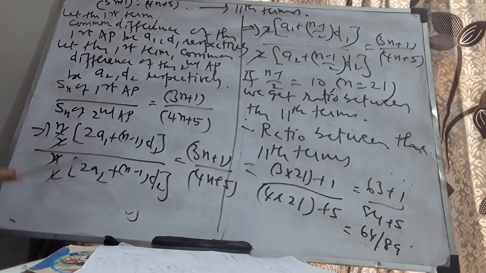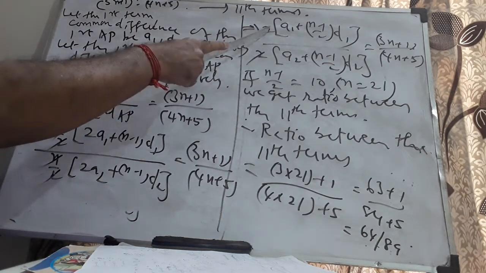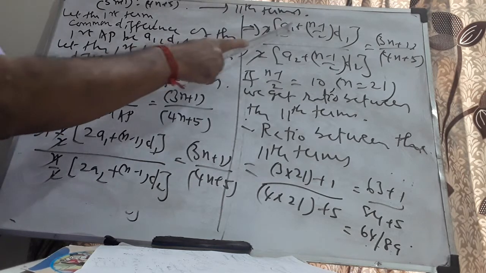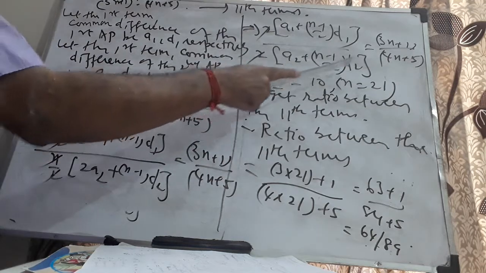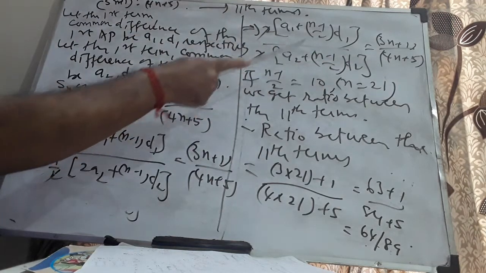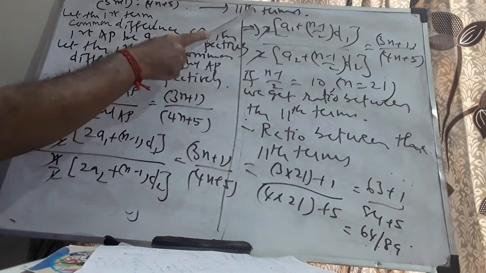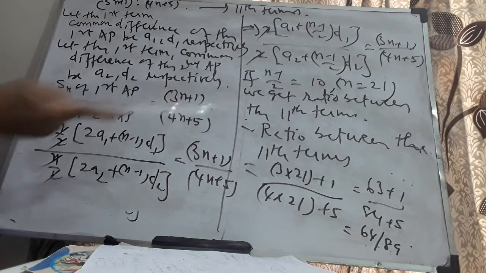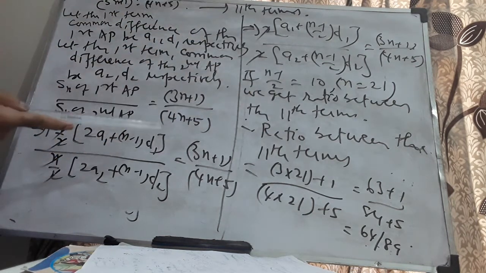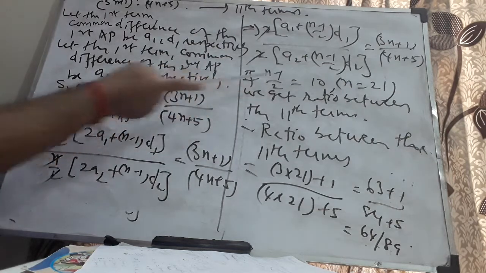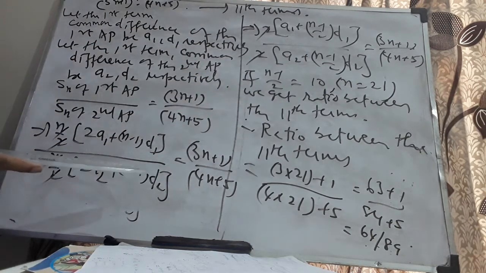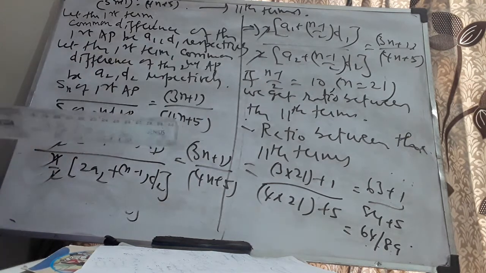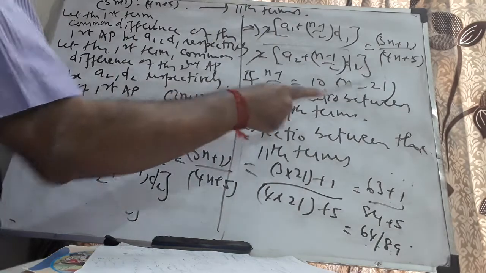n gets cancelled, 2 gets cancelled. Take 2 as common from both numerator and denominator in LHS. (A1 plus (n minus 1) by 2 into d1) by (a2 plus (n minus 1) by 2 into d2) is equal to this much. Now, if (n minus 1) by 2 is equal to 10, I get the ratio between the 11th terms. If I need the ratio between the 101st terms, write this as 100. If I need the ratio between the 31st terms, write this as 30. If I need the ratio between the 35th terms, write this as 34. It's quite logical. So n becomes 21.